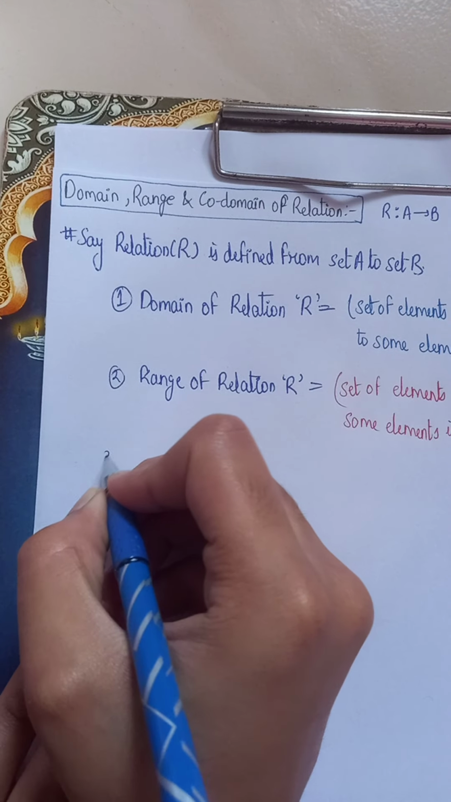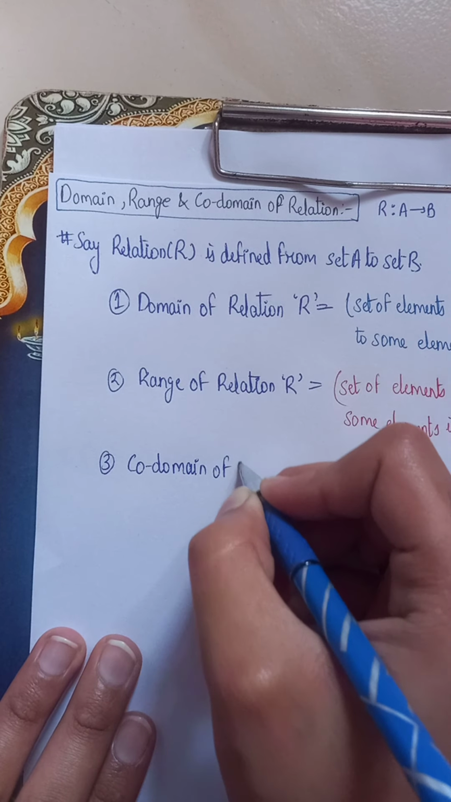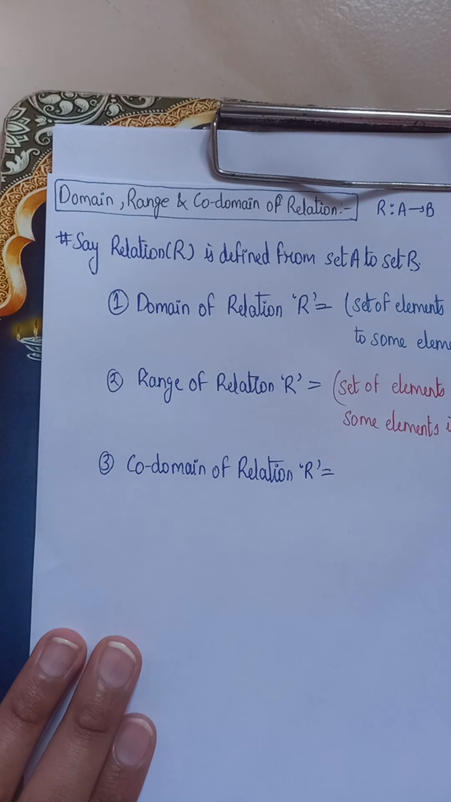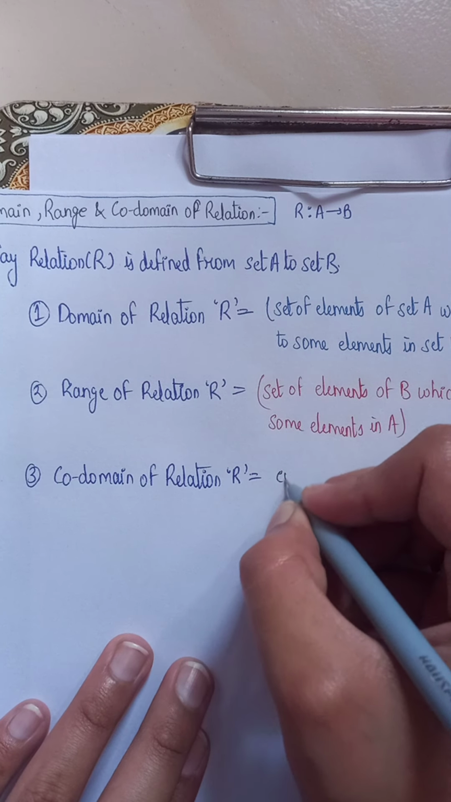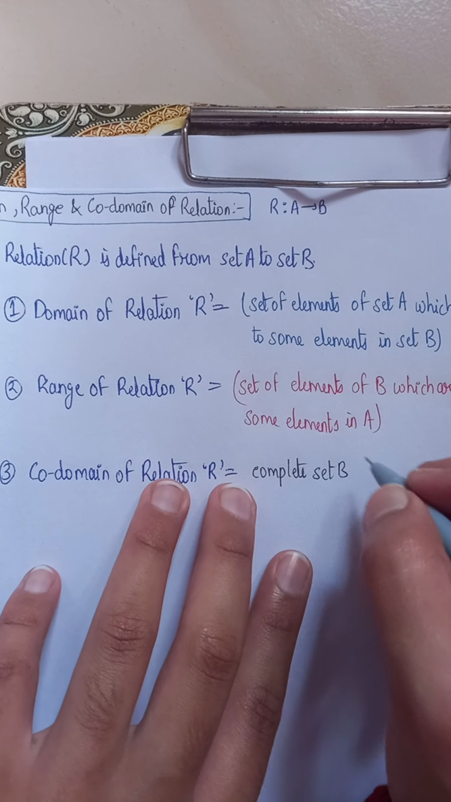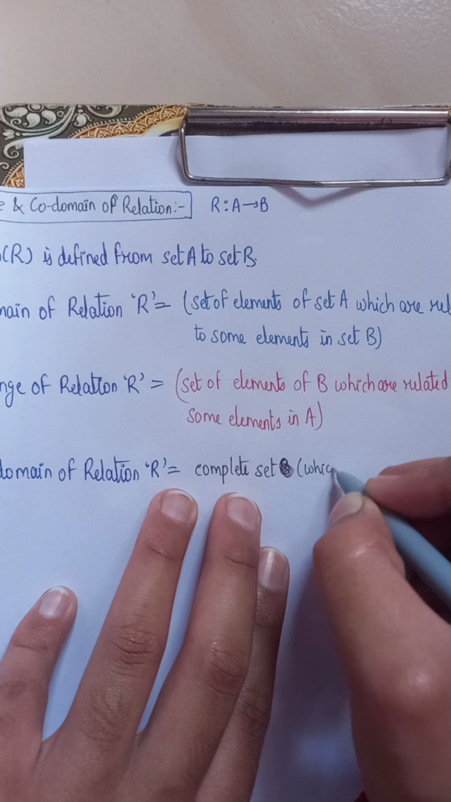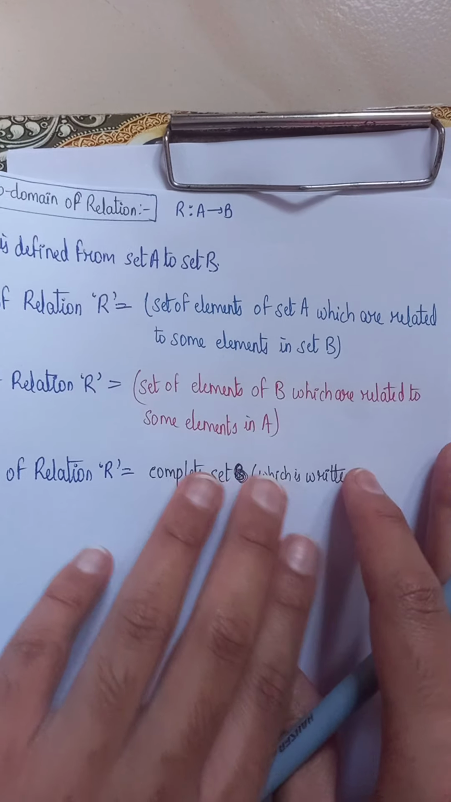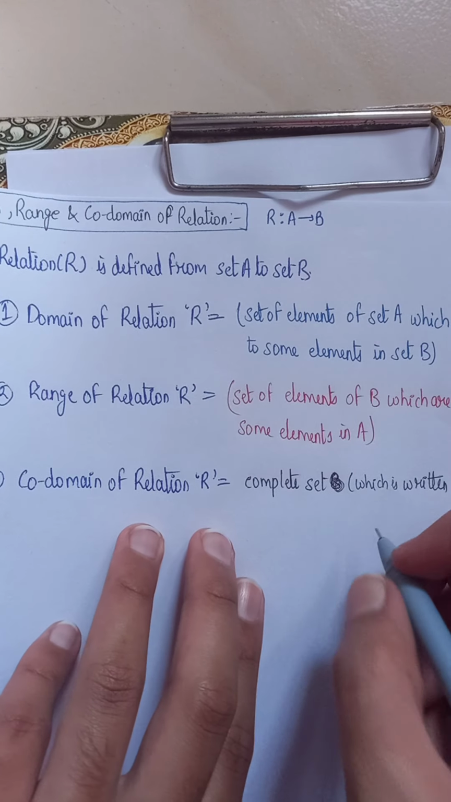Now let's move on to the next point, that is codomain. How do you calculate the codomain? What is the codomain of relation R? The codomain of relation R is the complete set B, or instead of writing B, the complete set which is written on the right side.